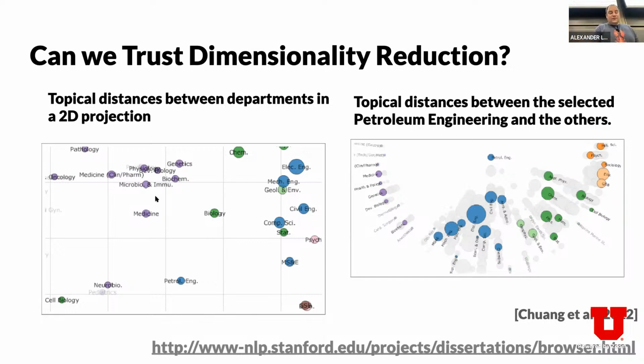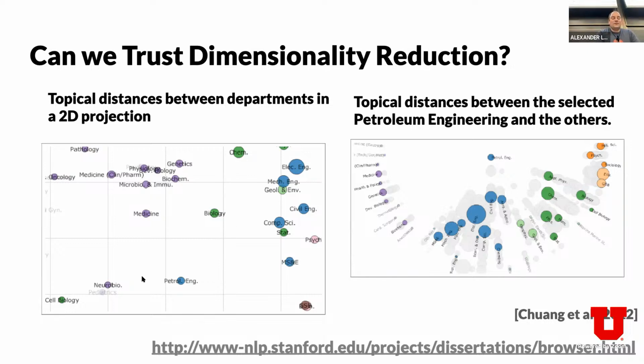Intuitively this makes sense. Medicine, pharmacology, microbiology, biochemistry, genetics, biology all cluster around here. That is a sensible thing. Then we have some engineering fields here, but then we have petroleum engineering, which seems to be about as similar to neurobiology as to any of these engineering fields over here. And that doesn't make sense. Petroleum engineering and neurobiology probably don't share much information.